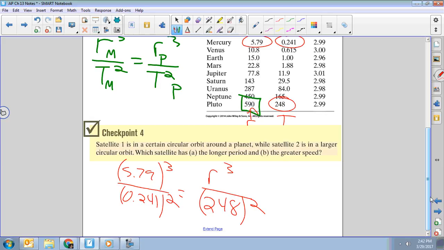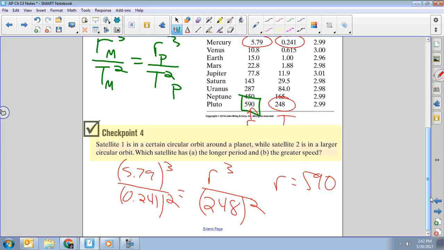5.79 cubed divided by 0.241 squared gives me that, times 248 squared gives me that, and then take the cube root of it, 1 divided by 3, and you get 590. Hooray! Cool. Sorry about that, sort of bumbling my way through that. Questions on it, you guys?